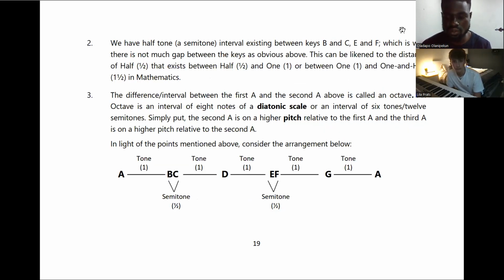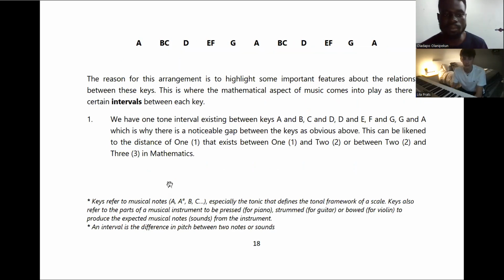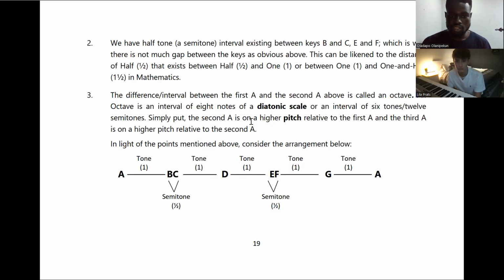So that's what we have here. We have a natural semitone occurring between B and C, then E and F. But for the rest, we have a tone interval occurring between them. That's why this gap is obvious.